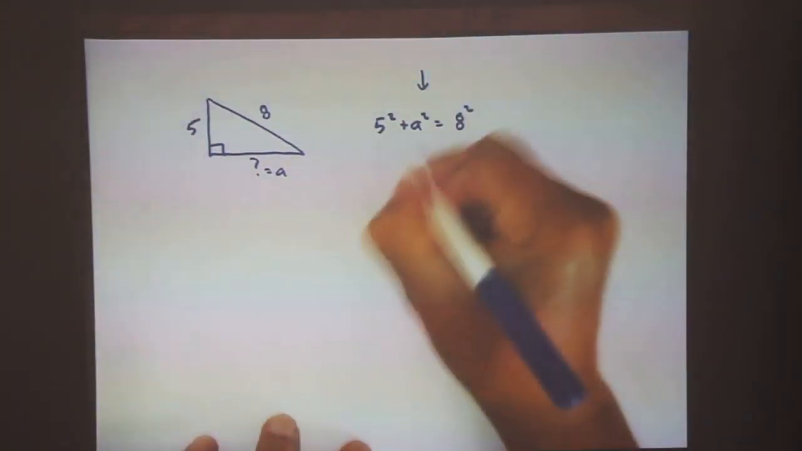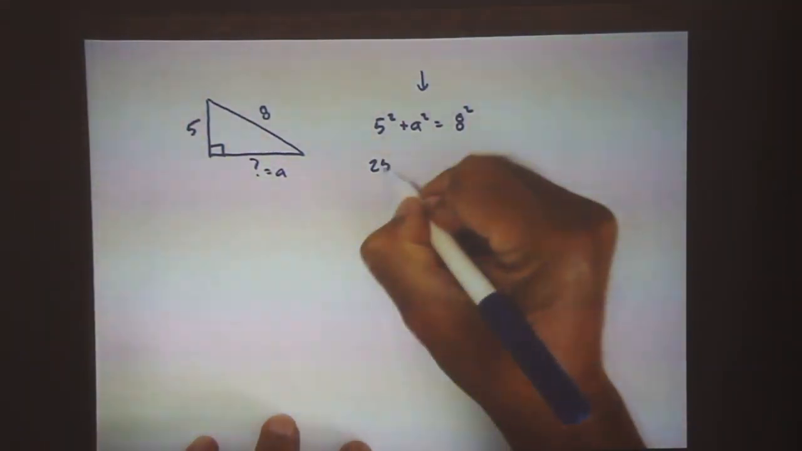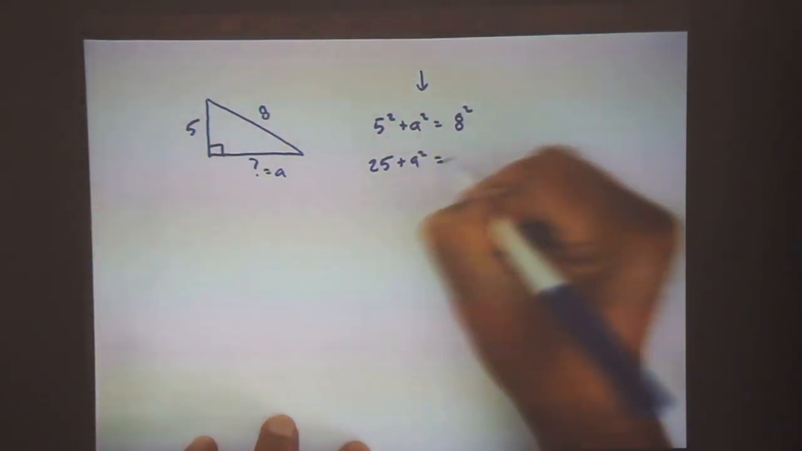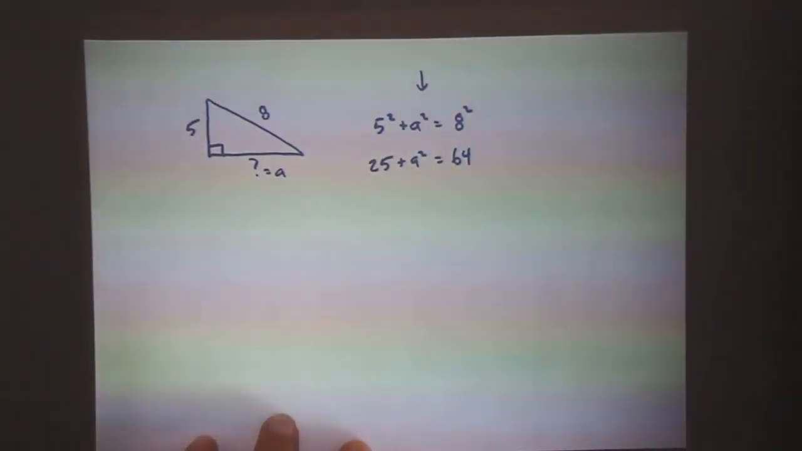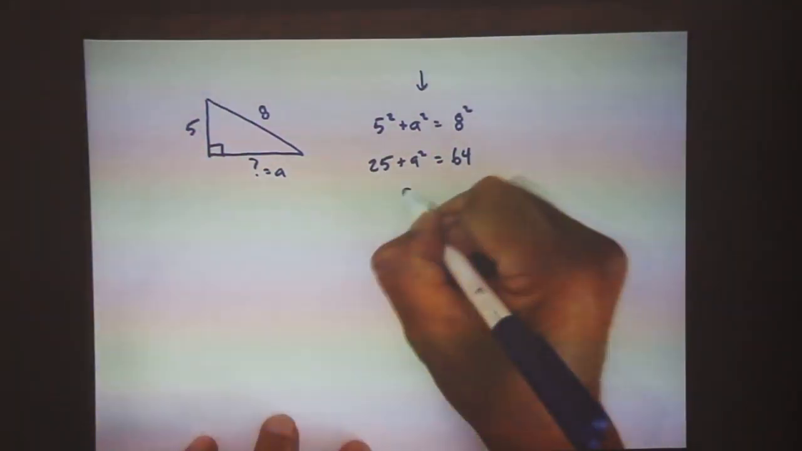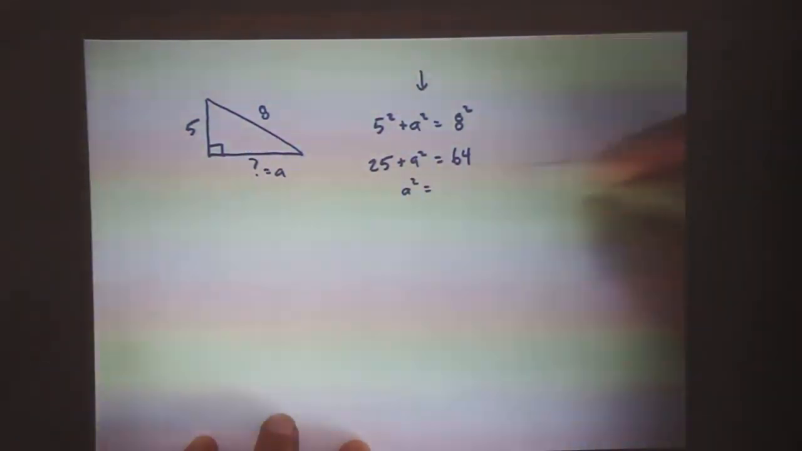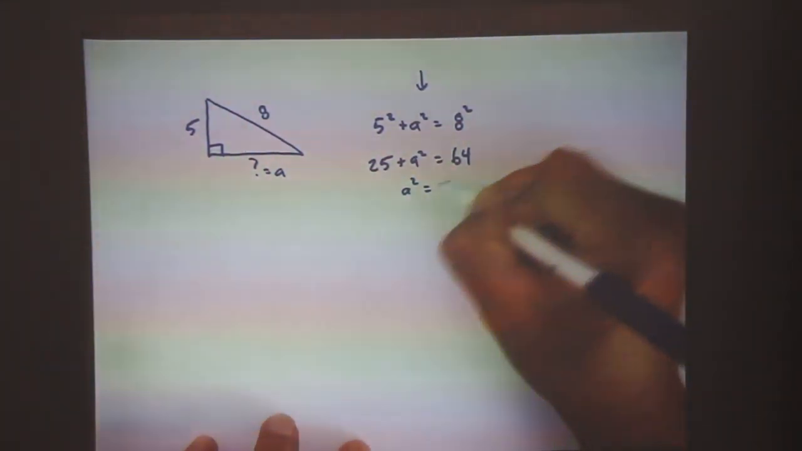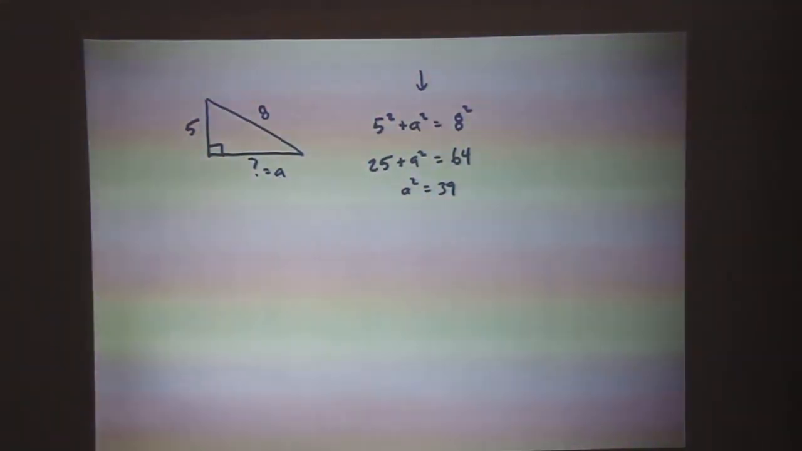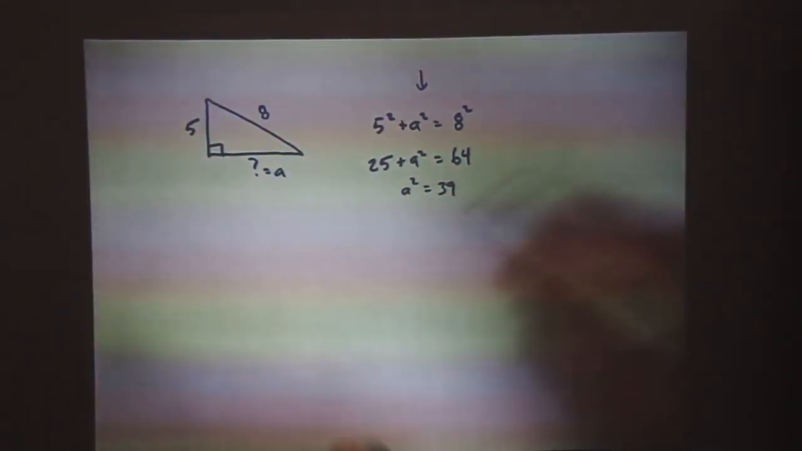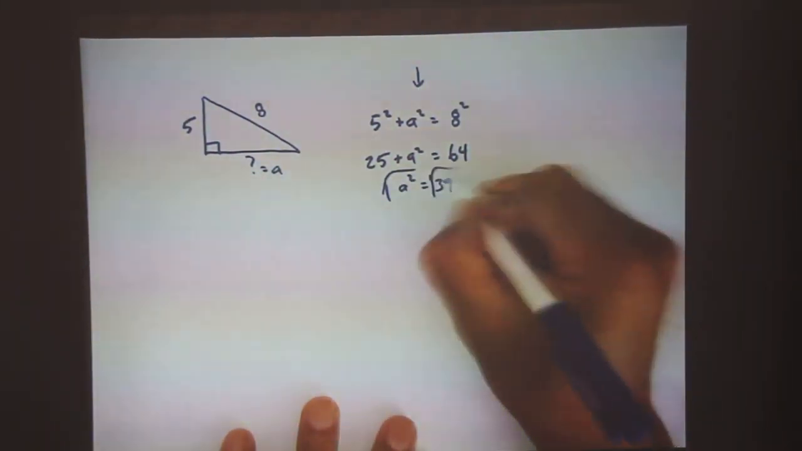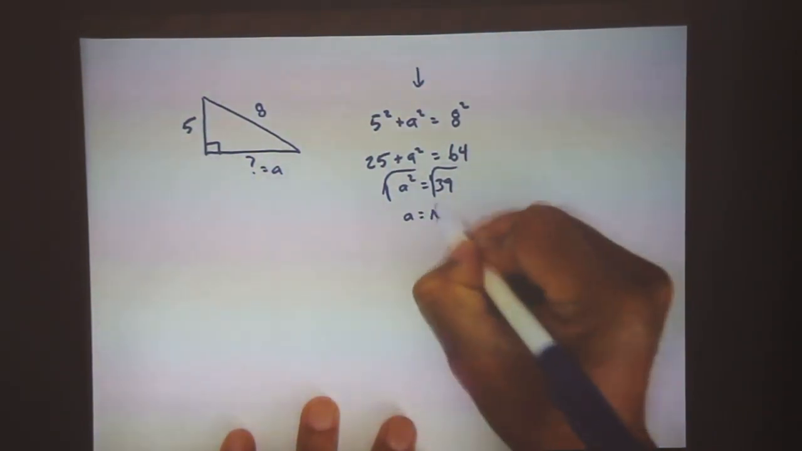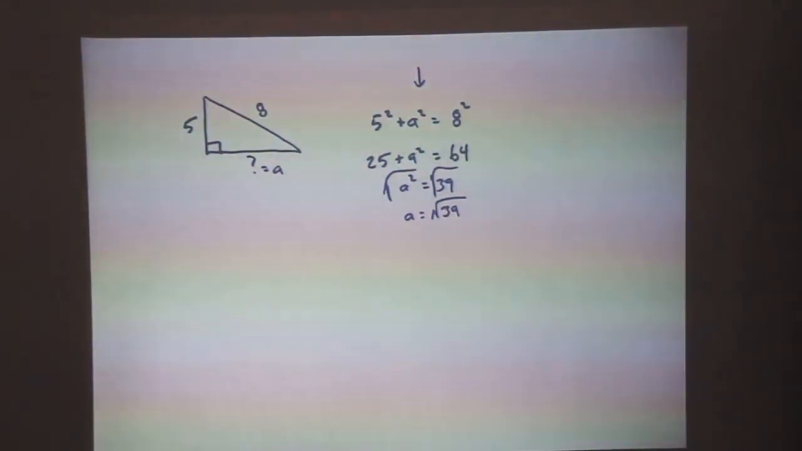So a little algebra gives us 25 plus A squared is equal to 64. Subtract 25 from both sides. So A squared is equal to 64 minus 25, which gives us 39. And then again, to solve something squared, we take the square root of both sides. So A is equal to the square root of 39.